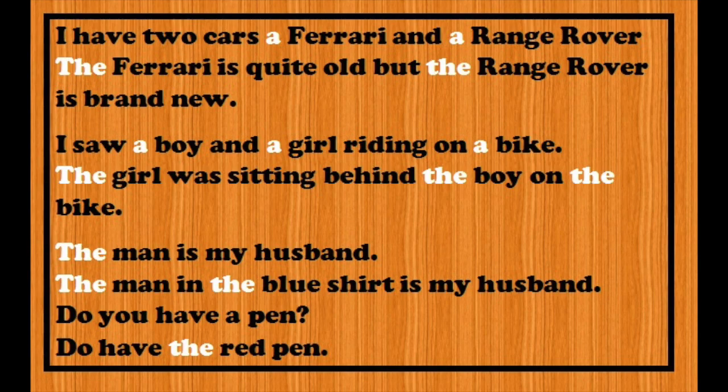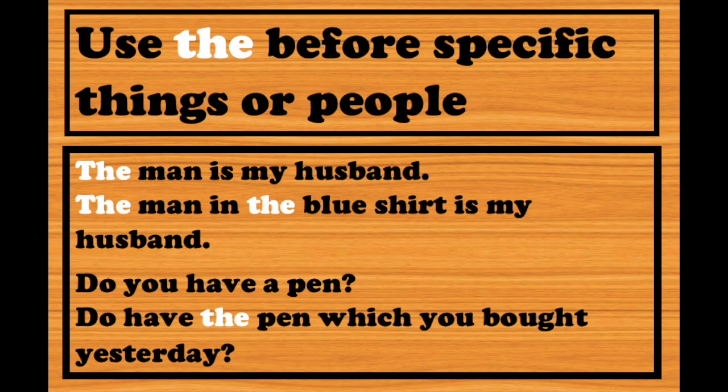Here is another example for you. I saw a boy and a girl riding on a bike. The girl was sitting behind the boy on the bike. In the first sentence, you don't know the girl and the boy, but in the next sentence, the listener automatically understands what I am talking about. So, we use the. Let's move on to next rule.